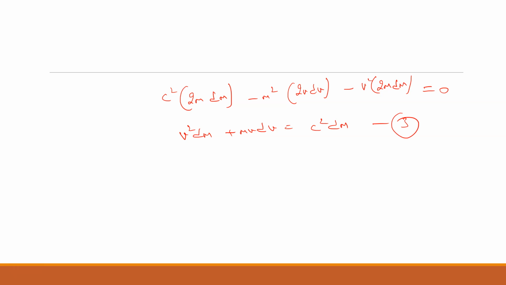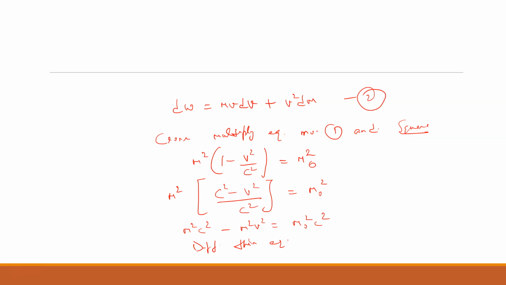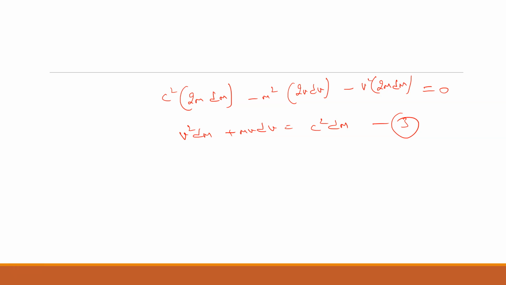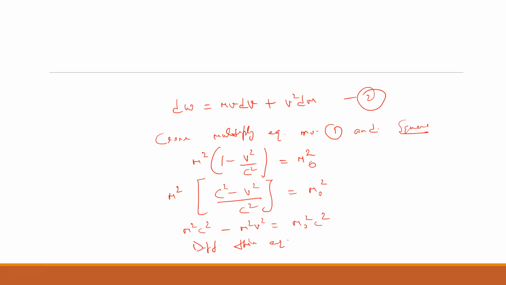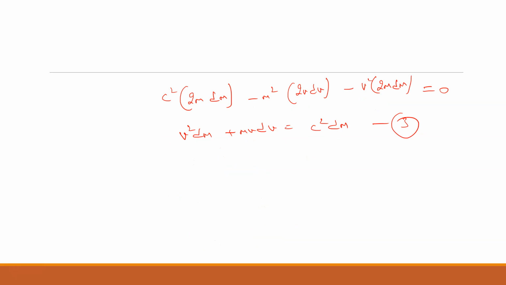This is equation number 3. Now compare equations 2 and 3. What is equation number 2? dW equals mv dv plus v square dm. Equation 2 is mv dv plus v square dm, and we compare equations 2 and 3.